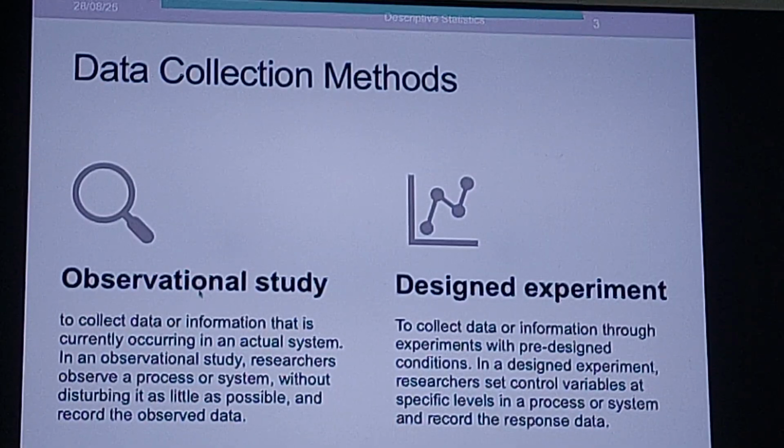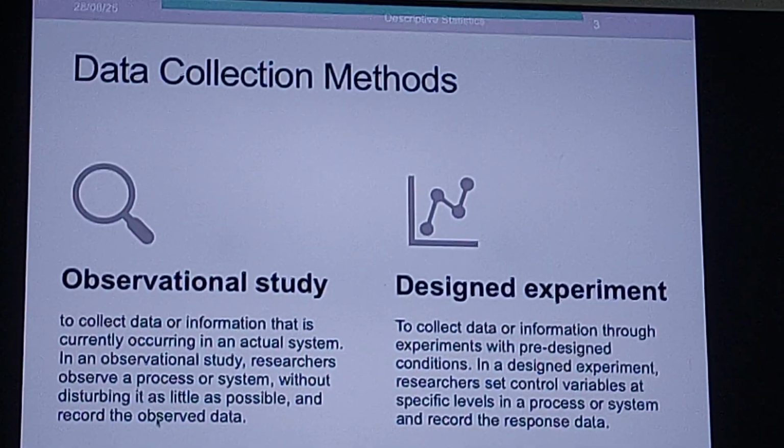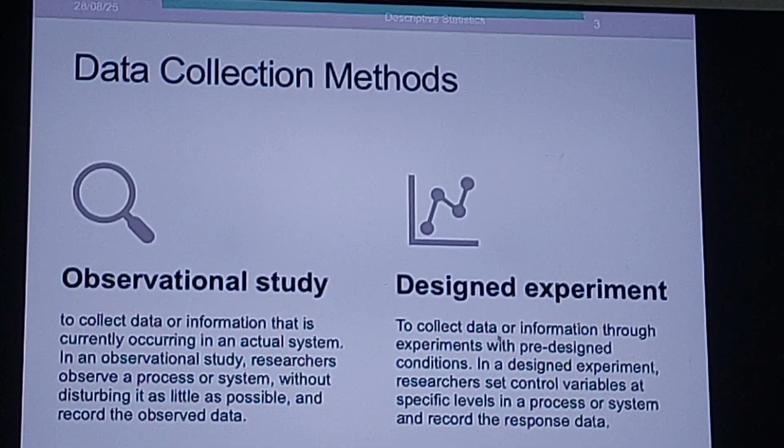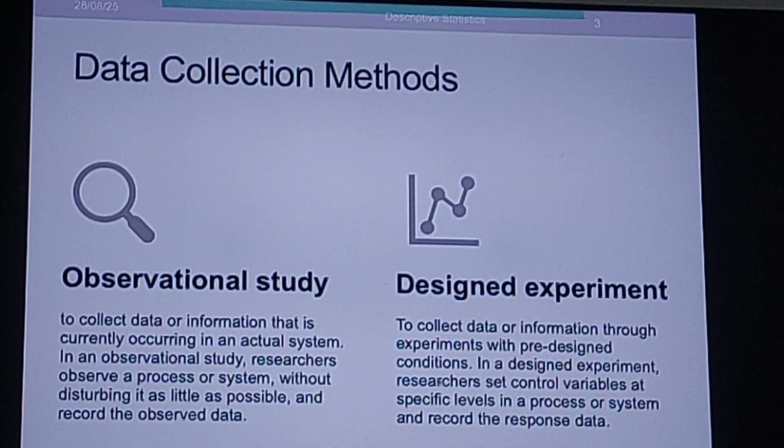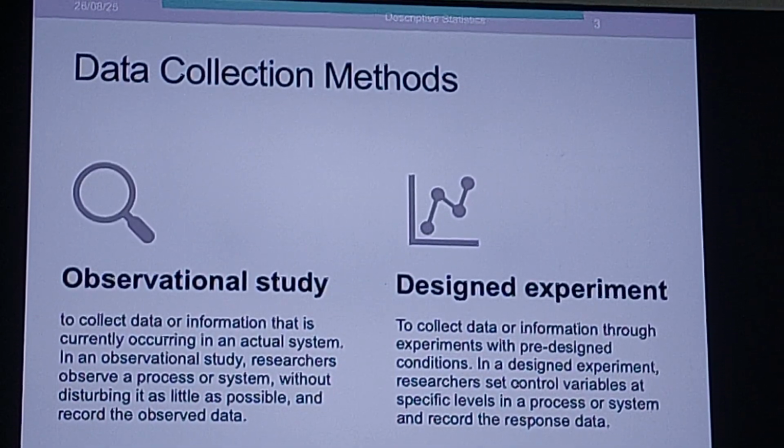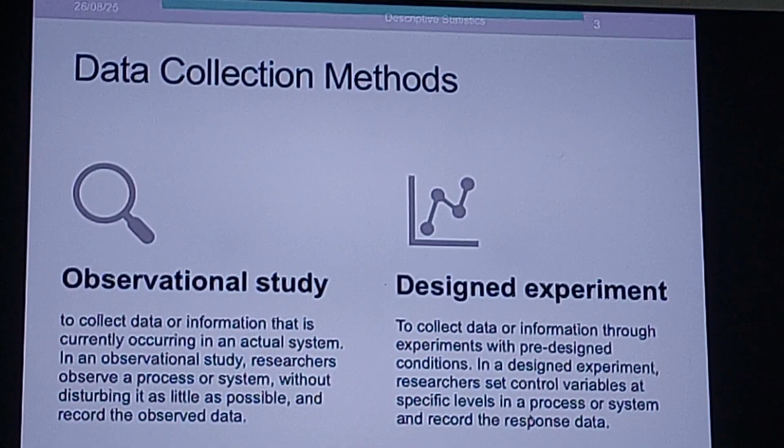For an observational study, we collect the data or information that is currently occurring in an actual system. Researchers observe a process or system, disturbing it as little as possible, and record the observed data. For design of experiment, we collect data or information through experiments with pre-designed conditions. We can set control variables at specific levels in a process or system and record the response data.